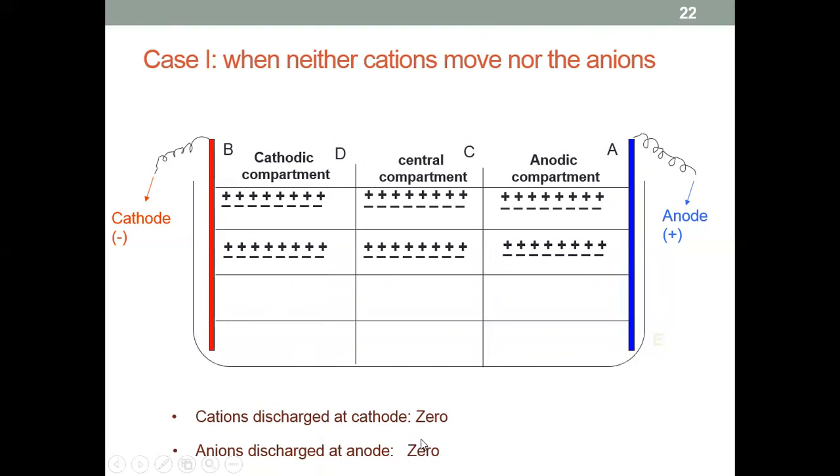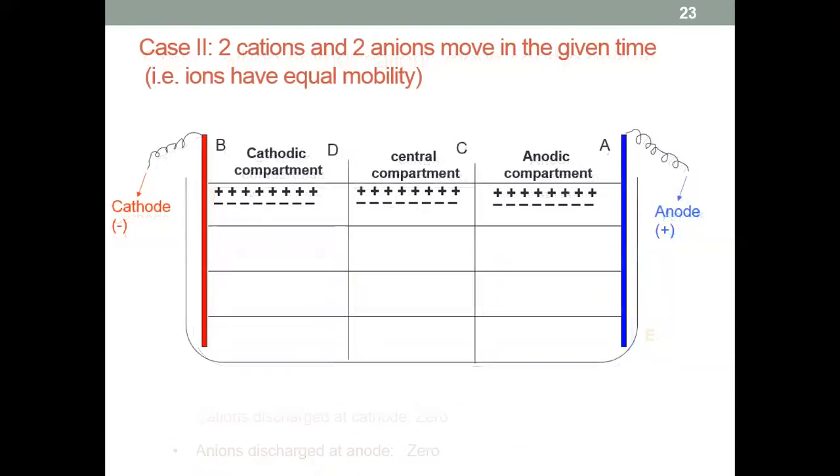Number of anions discharged at the anode are 0. Right. So now let's consider the second case where two cations move and two anions move. This means this is the case in which both the ions have equal mobility. Their ionic mobility is the same.